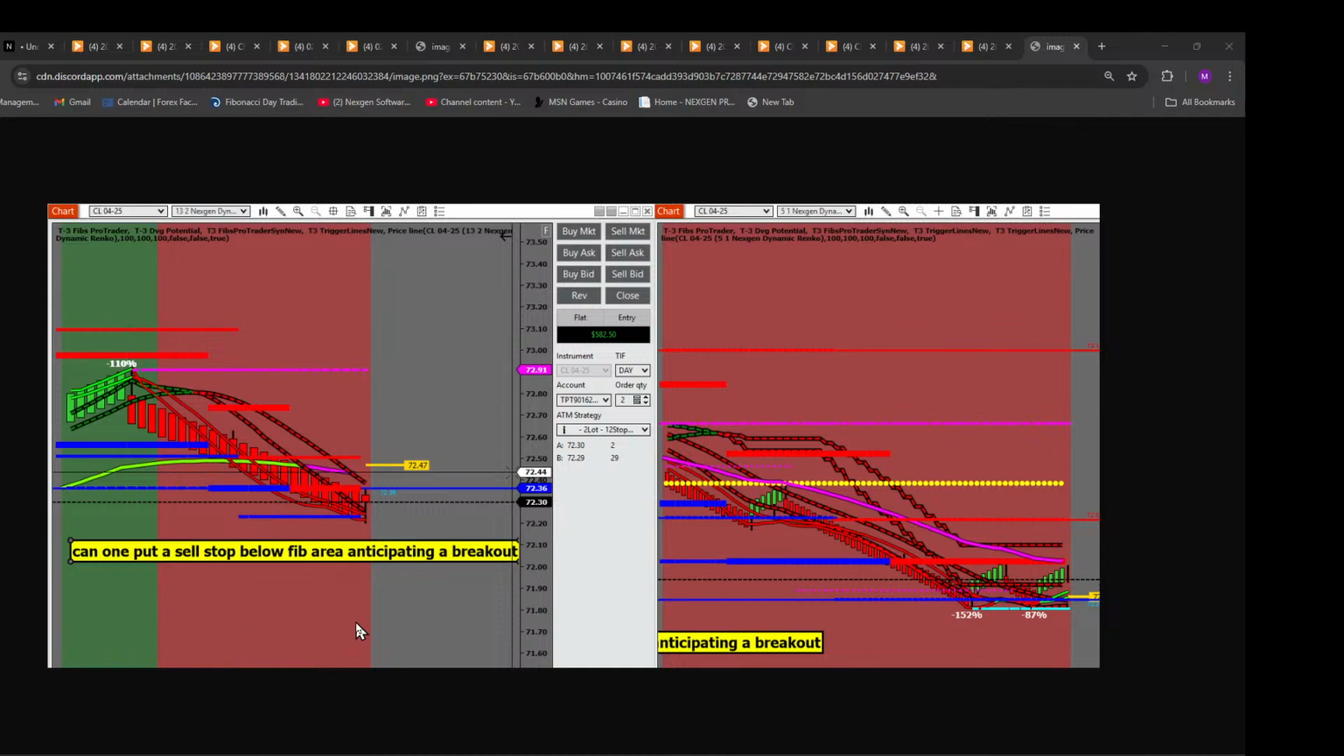How's that? Mark, can one put a sell stop below a fib area anticipating a breakout? Of course you can. Go right ahead.